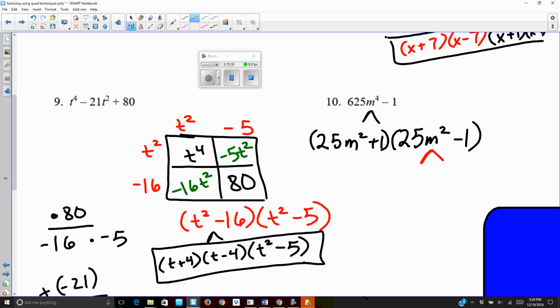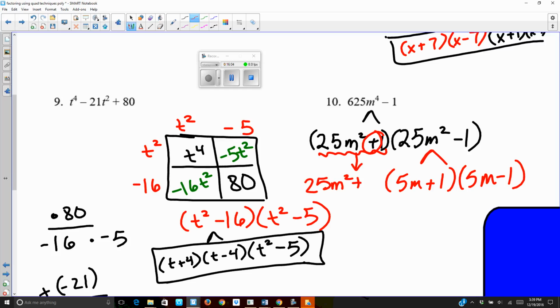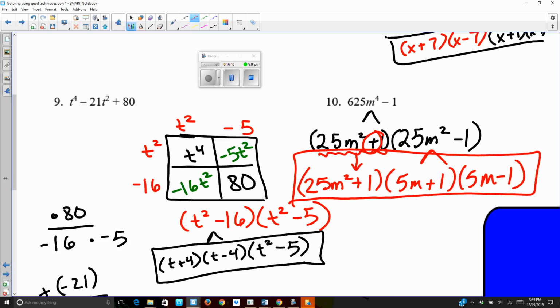25m squared minus 1, those are both still perfect squares. The square root of 25m squared is 5m. Of course, the square root of 1 is just 1. You cannot factor 25m squared plus 1 because of that plus. Where it has to be a difference of two perfect squares. So this is your final answer. There's no other perfect squares in this problem. Don't try to factor 5m minus 1 because 5 is not a perfect square. So you cannot factor that any further.